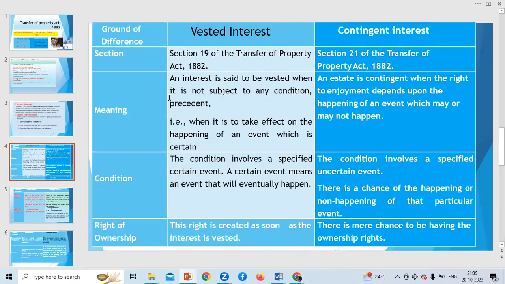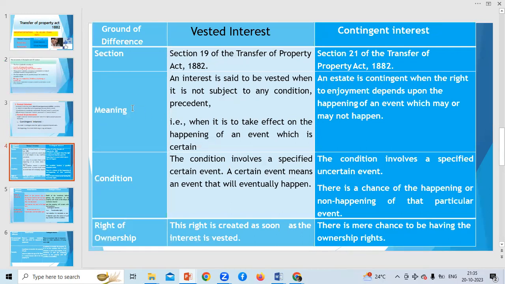Grounds of difference. This is very important, and I am specifying the differences in this video only, for this difference of vested and contingent interest. Section 19 of the Transfer of Property Act specifies vested interest, and section 21 of the Transfer of Property Act specifies contingent interest. So the two sections are different, and the meaning is: an interest is said to be vested when it is not subject to any condition precedent, as the previous slide says.